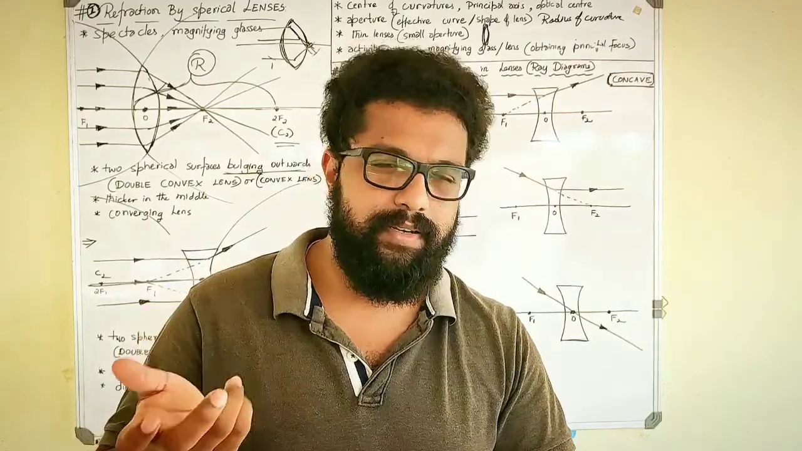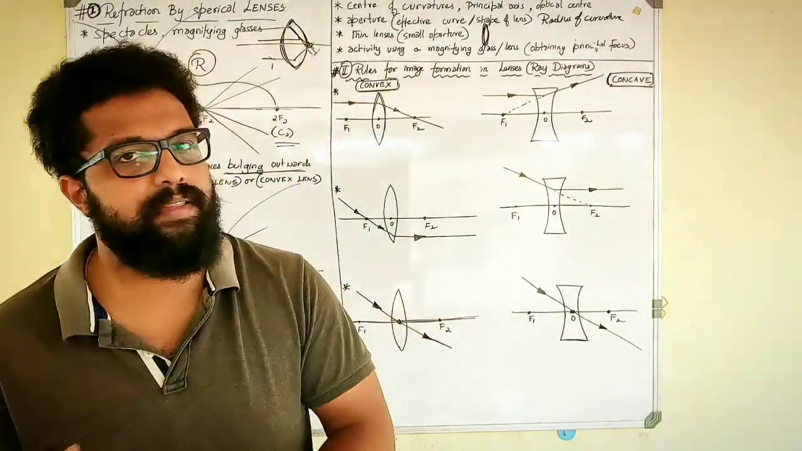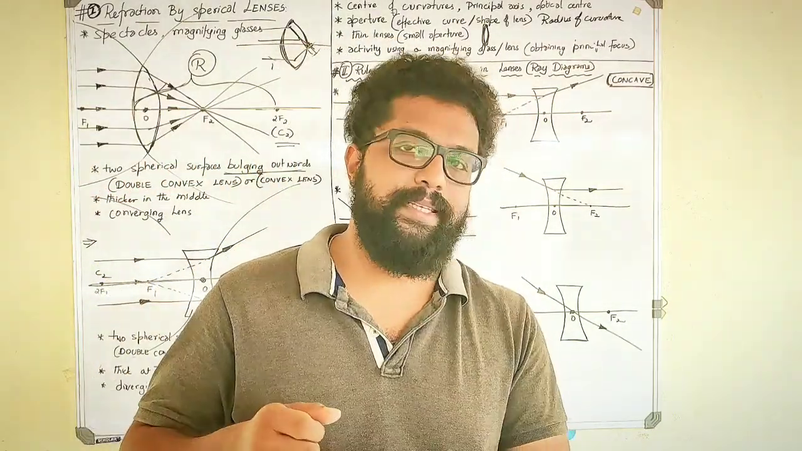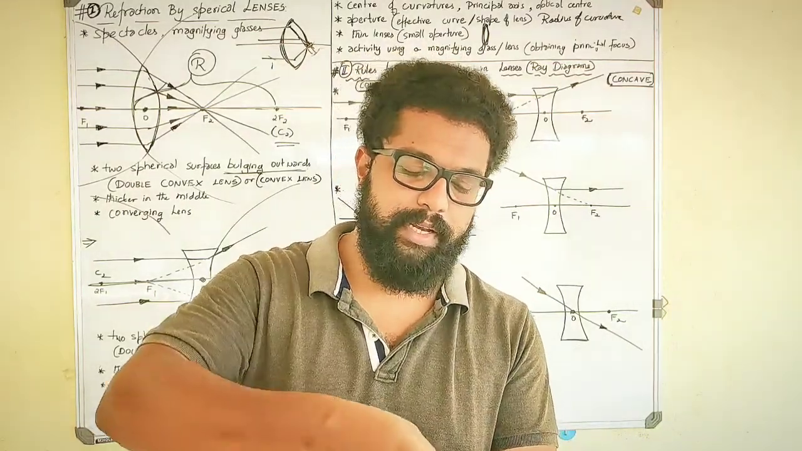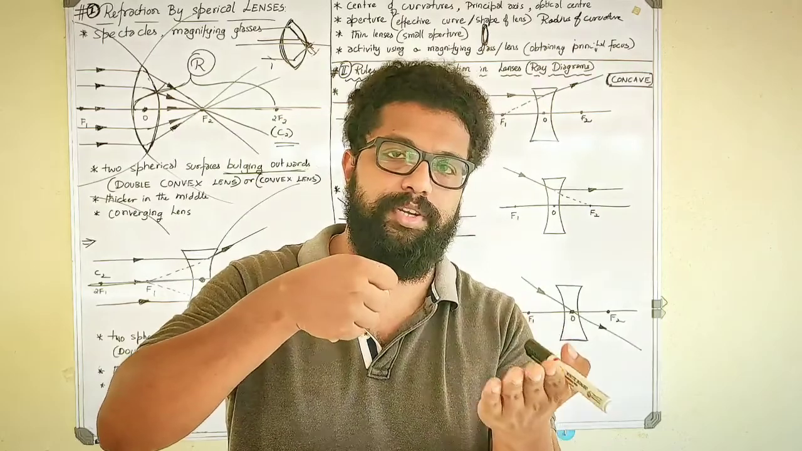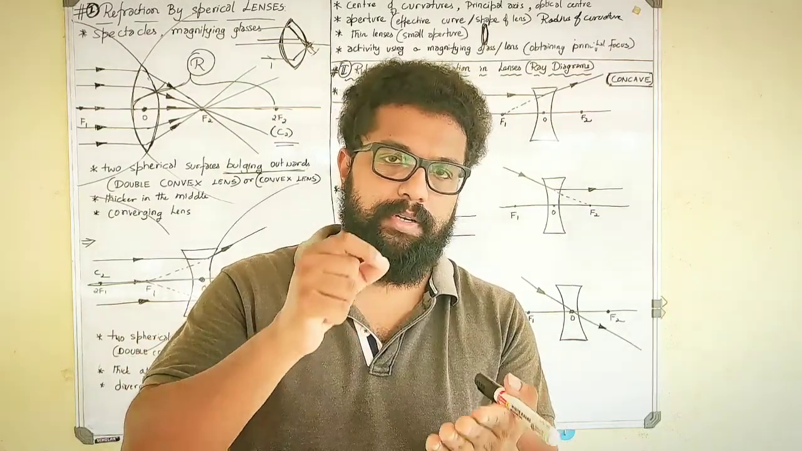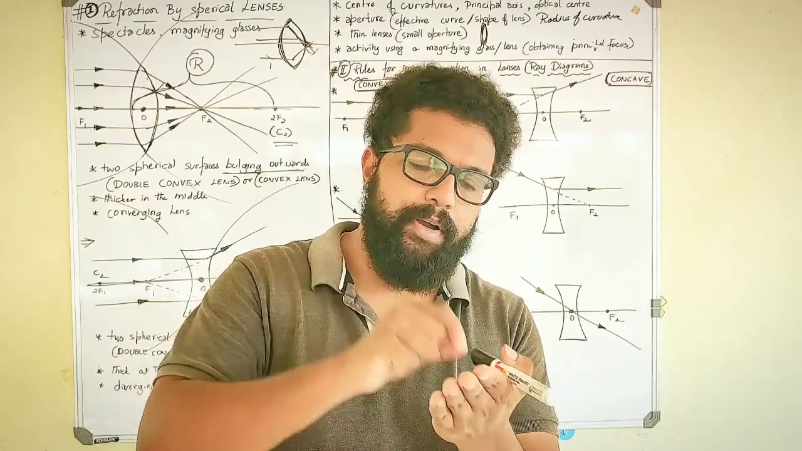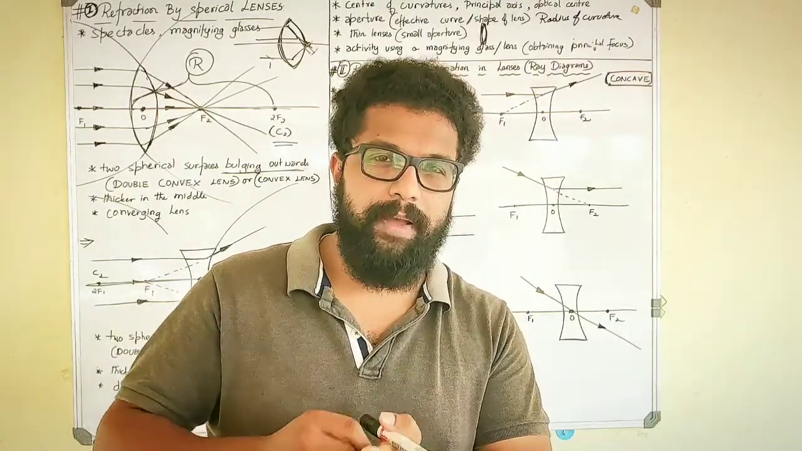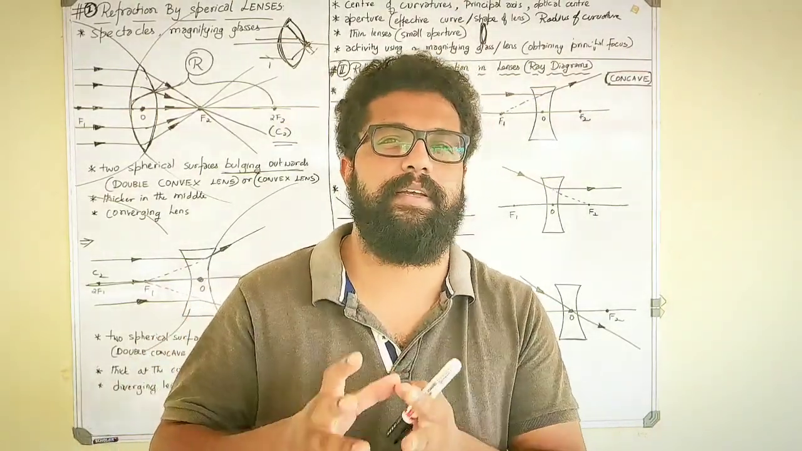I'm very sure you all have seen this experiment before or have done this. So what happens is, when you take a magnifying glass and keep it over a sheet of paper, there is a point of the sunlight which falls at a certain point of the paper, and there the maximum heat is generated.